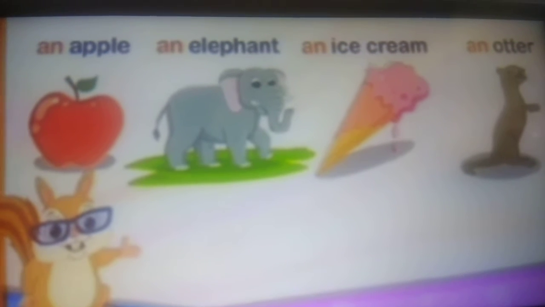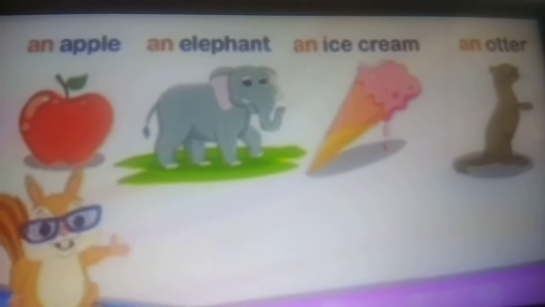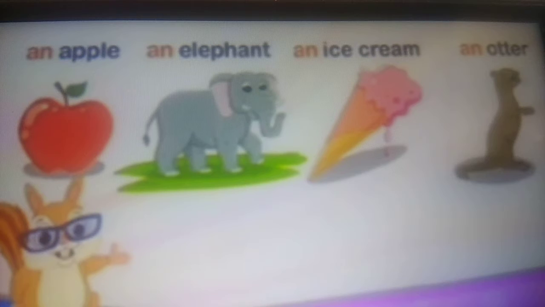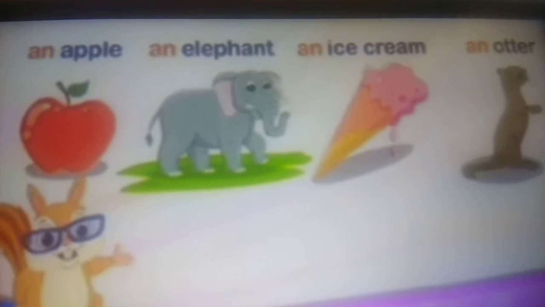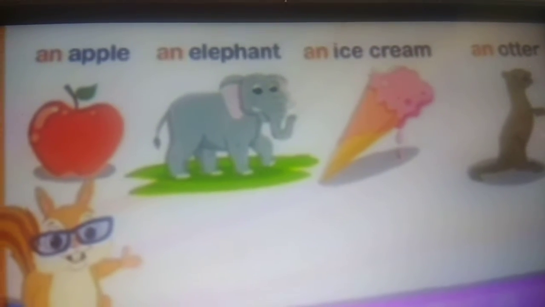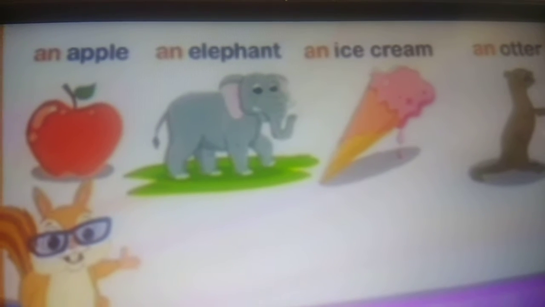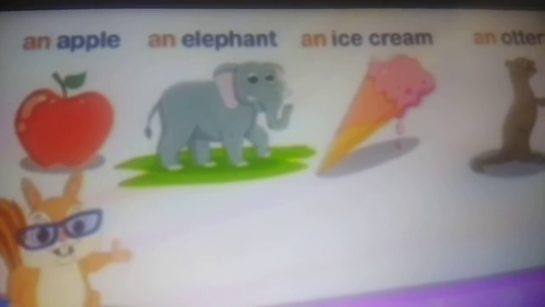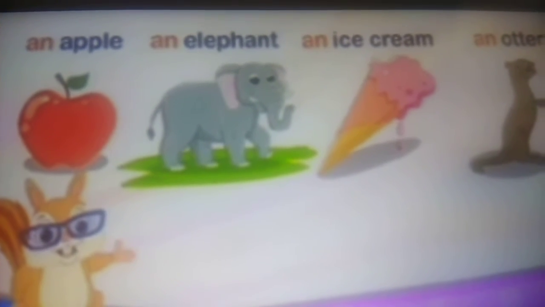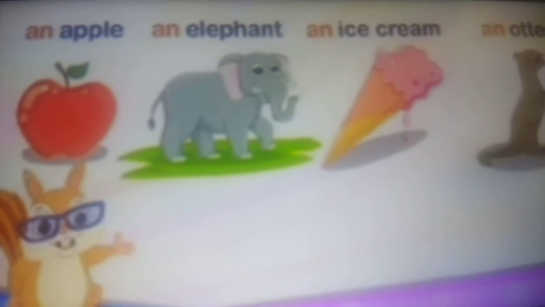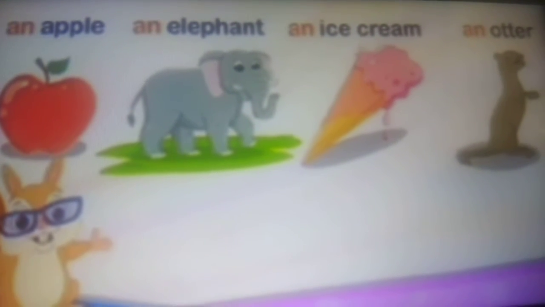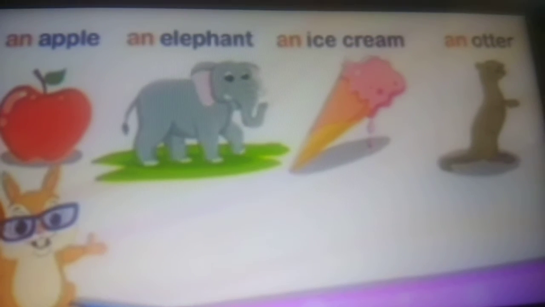Next, what is the second picture? Elephant. You have to identify in that word what is the first letter. What is the first letter in elephant? E. E is a vowel. That's why we use an.